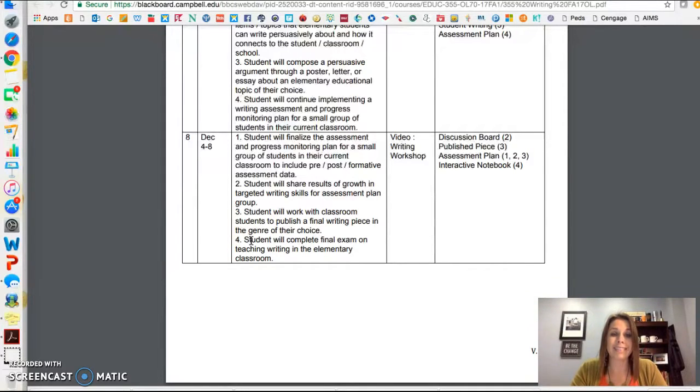And then the final exam is your interactive notebook. It's that you've completed all pieces of that interactive notebook as well as your assessment and progress monitoring notebook. So all of that information will be available for you, and I'll do another video for week 8. But I just wanted to touch base and give you a little peek into week 8 so you know what to be gathering as you wrap up your group.